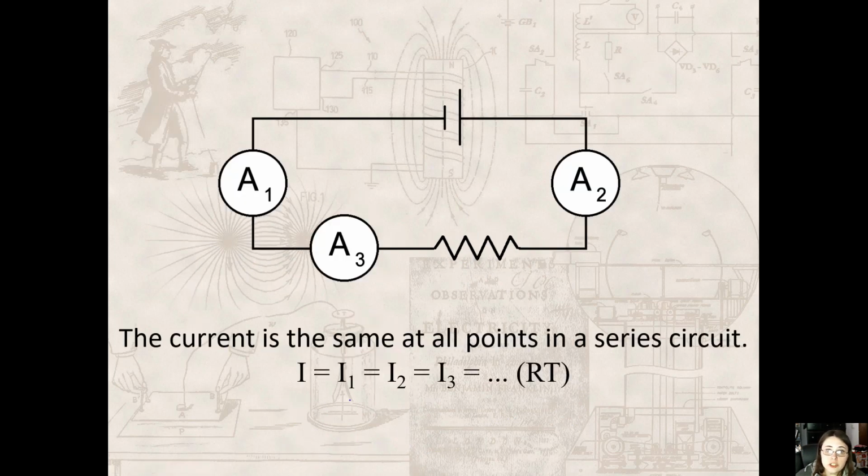Now, the current is the same at all points in a series circuit. I is equal to I1 equals I2 equals I3. So the current is the same no matter where you're at in a series circuit.